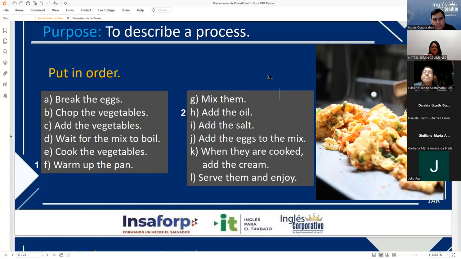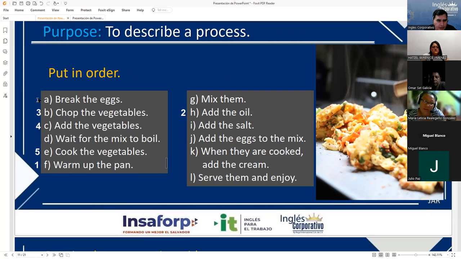Chop the vegetables. Okay. Yes. Chop the vegetables. Three. What's number four? Add the vegetables. Add the vegetables, right? Add the vegetables is four. Okay, what's number five? Cook the vegetables. Cook the vegetables. Six. Break the eggs. Six. Break the eggs. Seven. Add the eggs to the mix. Okay. Excellent. What about eight?